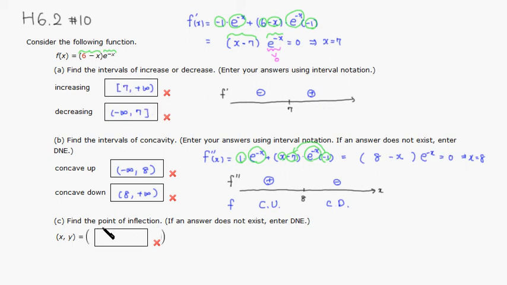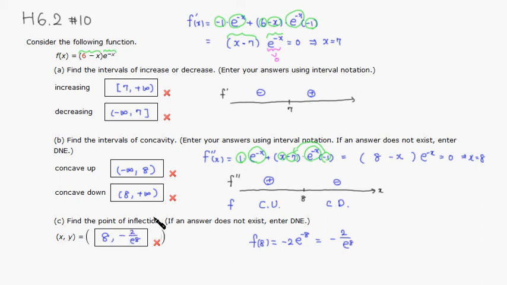All right, so find the point of inflection. You can see that the concavity changes at x equals 8, so we just have to find the corresponding point. So it's 8 comma f of 8. 6 minus 8 is negative 2, and e to the negative 8, you can write it as negative 2 on top and e to the 8 on the bottom. So it's negative 2 over e to the 8.